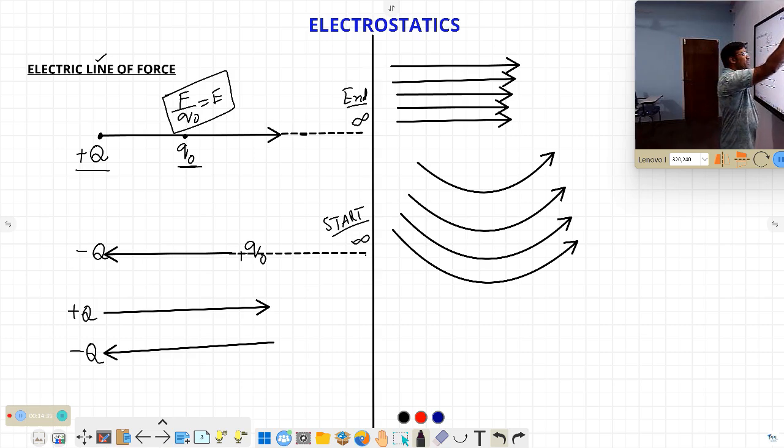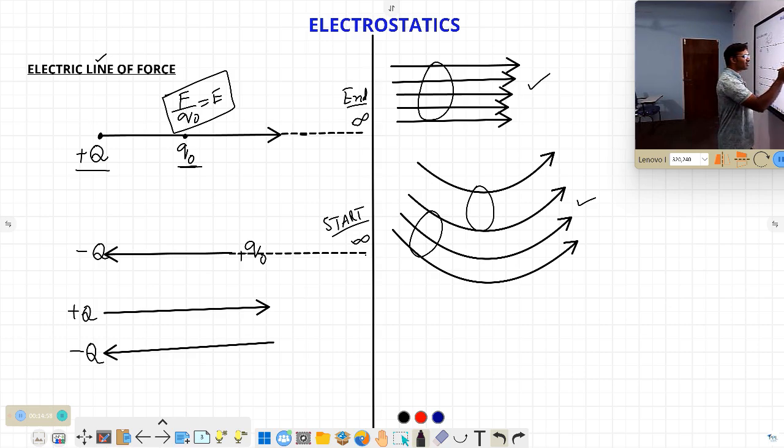The electric lines may be straight lines, as you are looking at here, or they may be curved lines. If the electric lines are crowded, then the electric field intensity is more. If the electric lines are spread out, the electric field intensity is less. In this second example, the curved lines, here the electric lines are crowded and here they are spread out, with a little bit of gap.